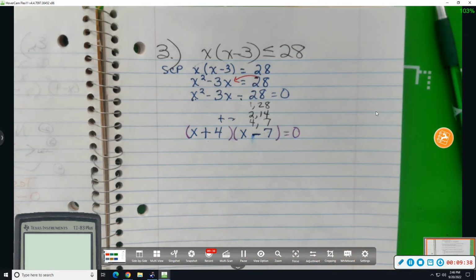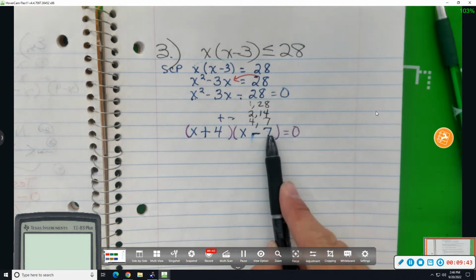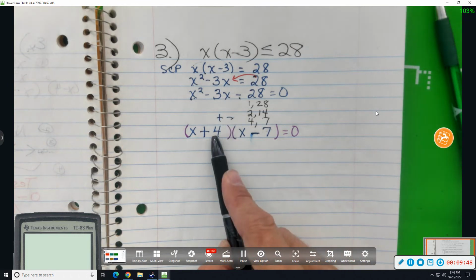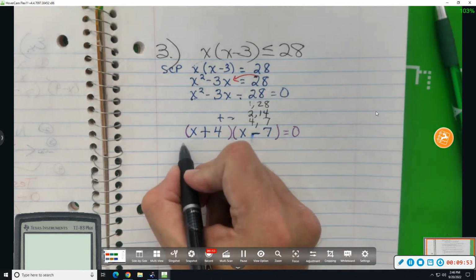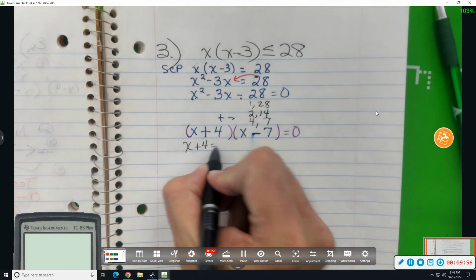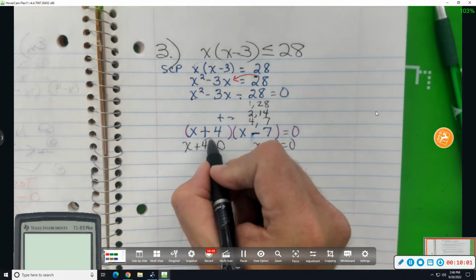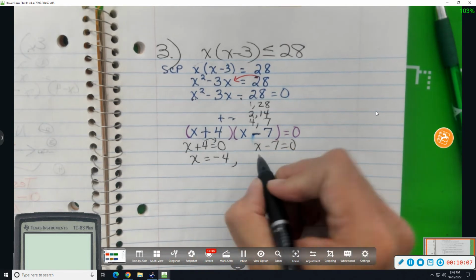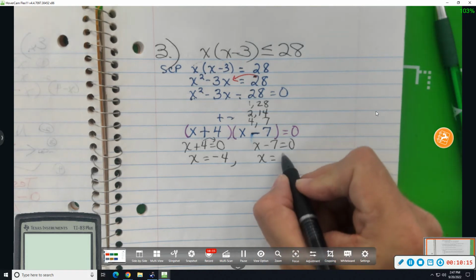And then if you want to FOIL it out to make sure, x squared, then a minus 7x and a plus 4x gives a minus 3x, then positive 4 times negative 7, negative 28. Now set each one of these factors to 0. And what are we getting at? X equals -4. And what's the other cut point here? X equals 7.